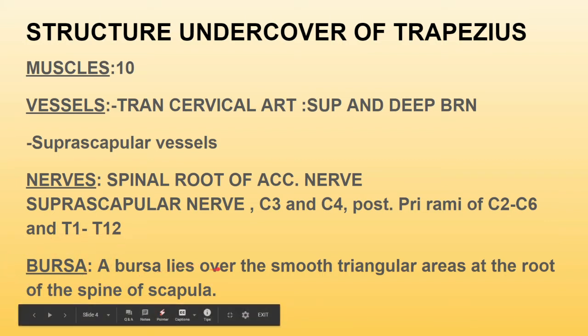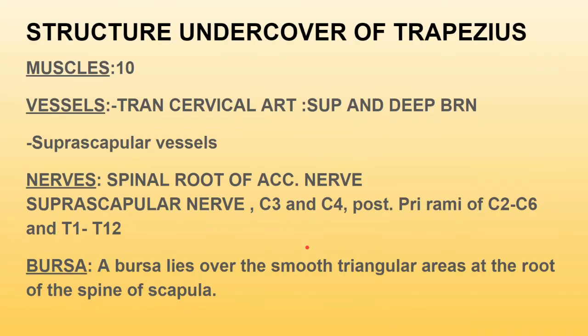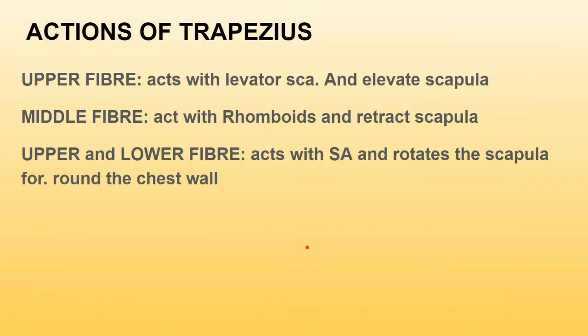A bursa lies over the smooth triangular area at the root of the spine of scapula, means somewhere over here. Okay, it represents the bursa over here somewhere. Now next is the actions of the trapezius muscle. Now if I told you before, it has 3 fibers, upper, middle and lower. So upper fiber mainly acts with the levator scapulae muscle.